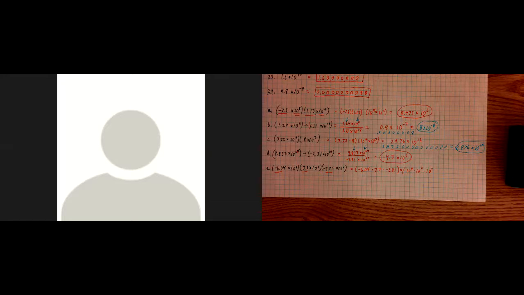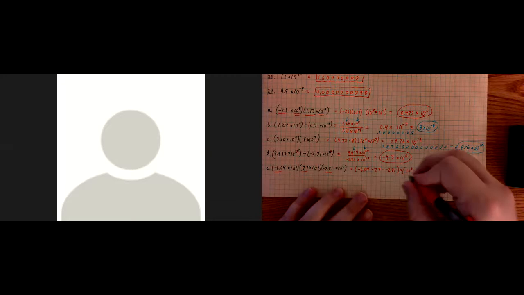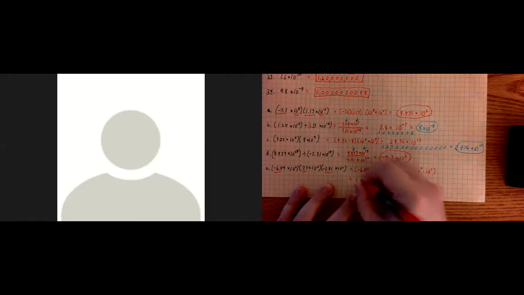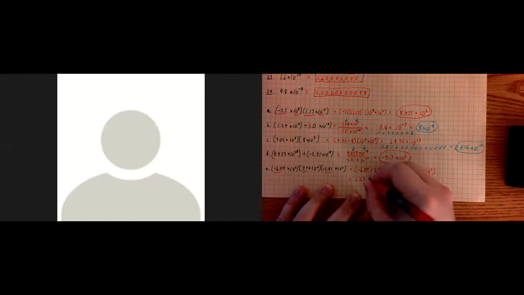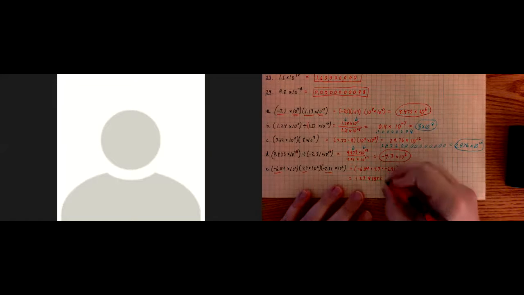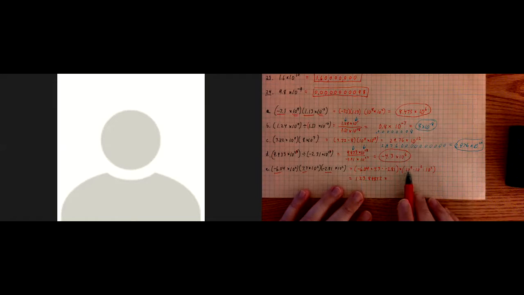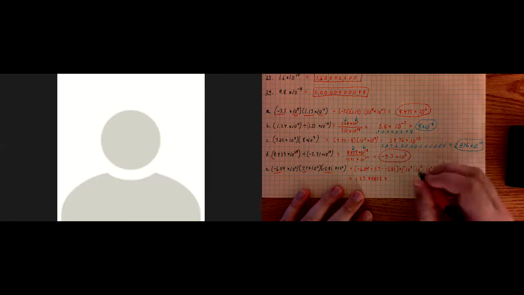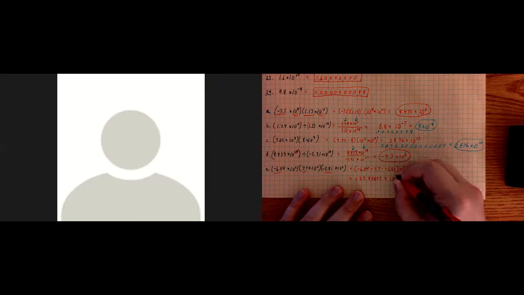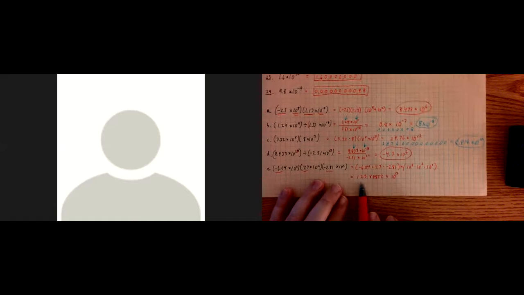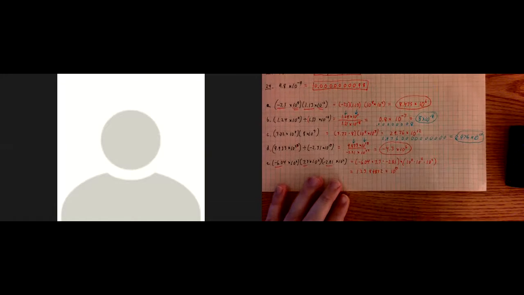So negative 6.04 times 7.3 times negative 2.81. We end up with 123.89852. Fancy. Times 10 to the 9th, 10 to the 2nd, 10 to the 2nd. Add the numbers together. 9, 2, and 2 would make a total of 13. So you have 123.89852 times 10 to the 13th.